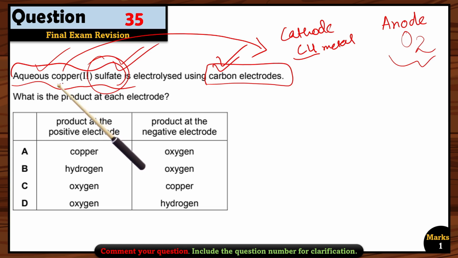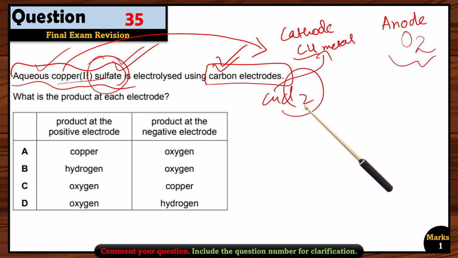If I change copper sulfate to copper chloride, then what are you going to get? Copper, of course, at the cathode, and chlorine depends on dilute or concentrated. If it is dilute, you are going to get oxygen. But if it is concentrated, then you are going to get chlorine gas at the anode. So only concentrated will discharge your anions at the anode.